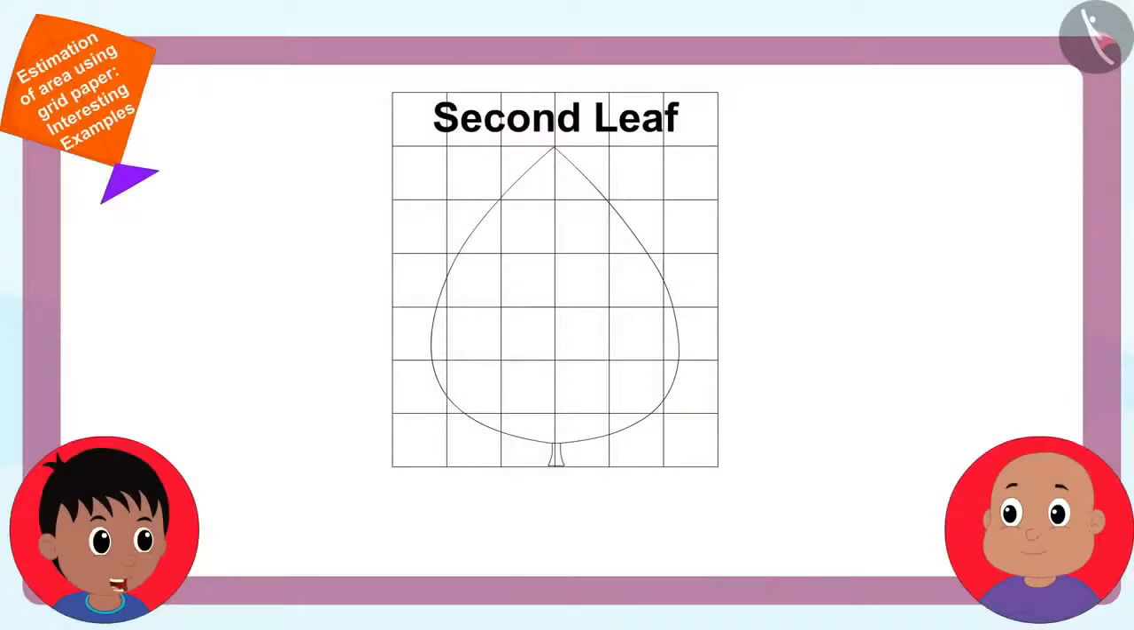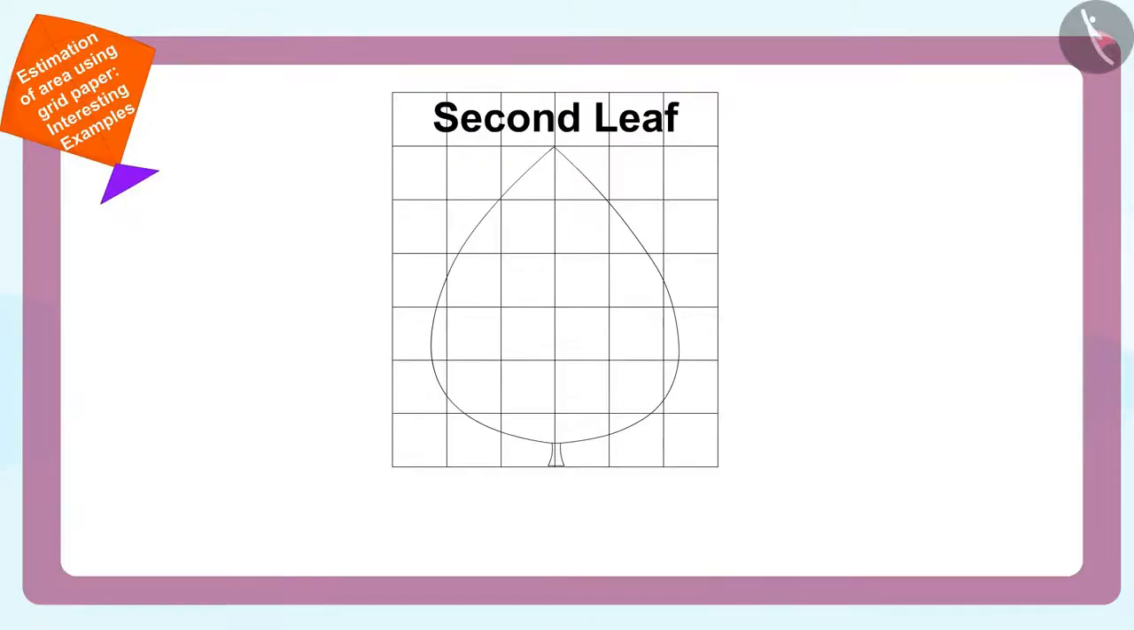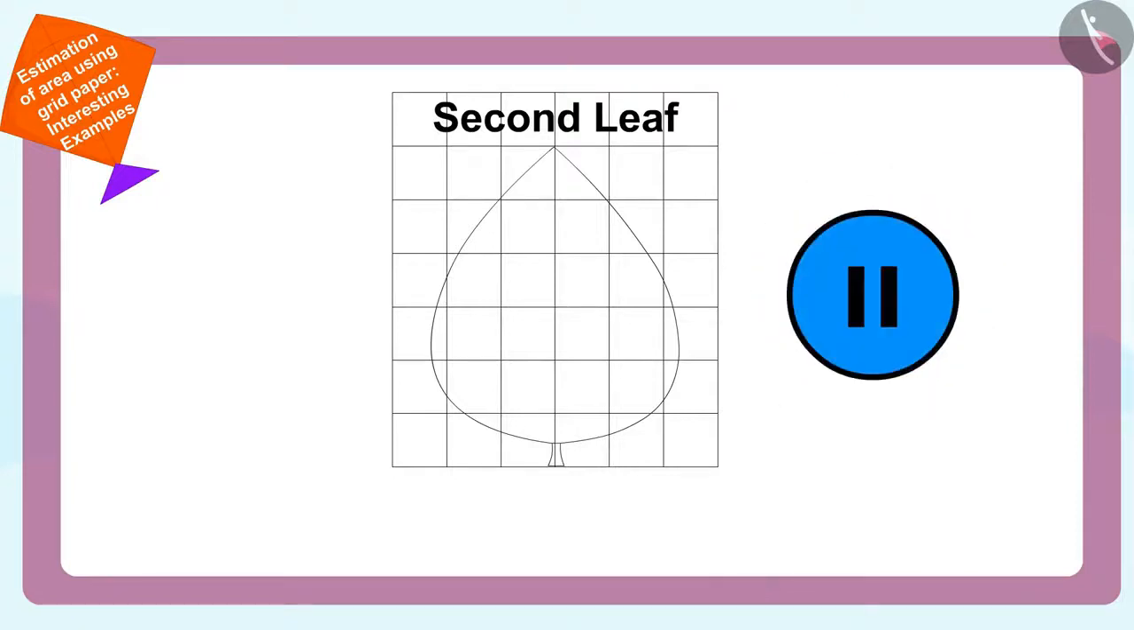In other words, there are 13 squares in the area of the first leaf. Bablu, can you now use this process to find out how many squares are there in the area of the second leaf? Raju told Bablu. Children, can you help Bablu in finding the answer? If you wish to, you may stop the video and find the answer.